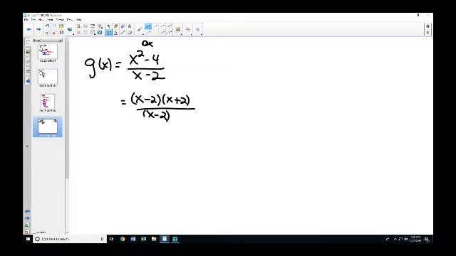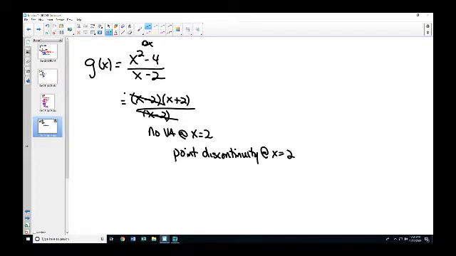Okay, I can cancel these out, right? There's no vertical asymptote at x equals 2 in this equation. That's the denominator. The special exception: there's a point discontinuity. How does it look on a graph? At x equals 2, what would the graph look like?